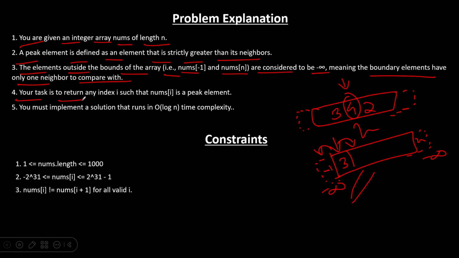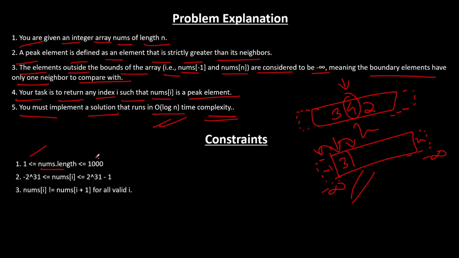Your task is to return any index i such that nums[i] is a peak element, and you must implement a solution that runs in O(log n) time complexity. The question specifically points out that the time complexity should be log n. Let's see why. Now let's look at the constraints. nums length is from 1 to 1000. The value of nums could be from negative 2 to the power 31 to 2 to the power 31 minus 1. And nums[i] will never be equal to nums[i+1] for all valid i.